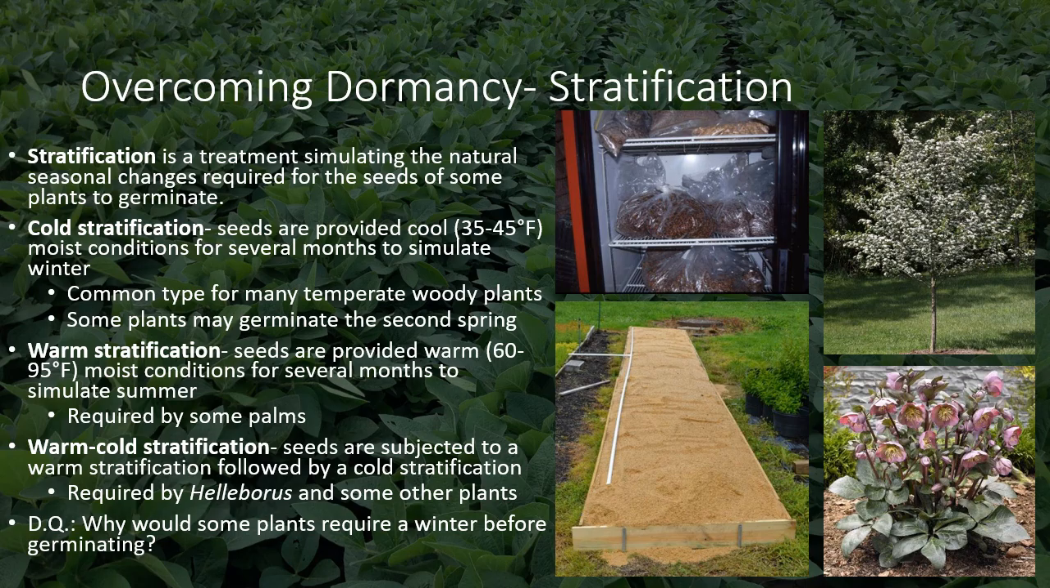And there are other species that require an even more complex stratification, which we call a warm cold stratification. So the seeds have to be subjected to a warm stratification followed by a cold stratification. And a good example of that would be the Helleborus species. We can see a hellebore, which is a perennial, in the bottom right-hand corner. Without a period of warmth followed by a period of cold, they won't germinate.